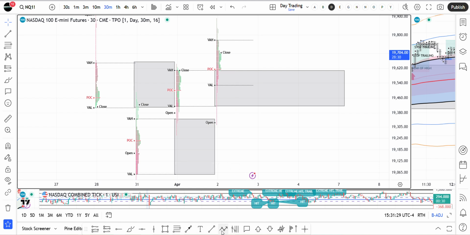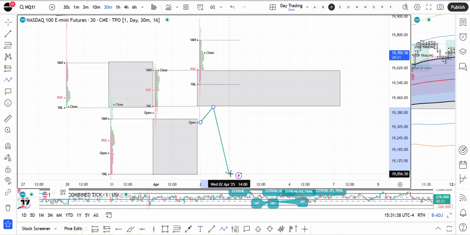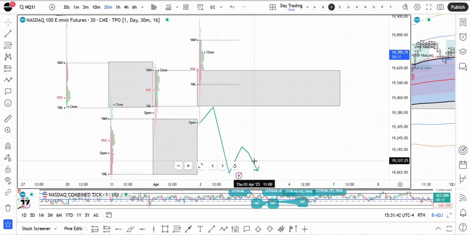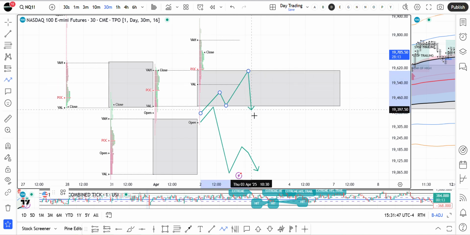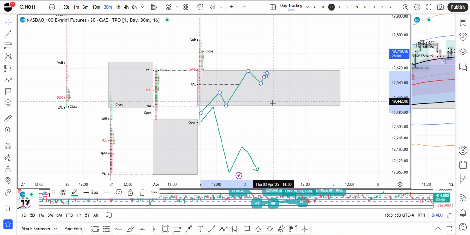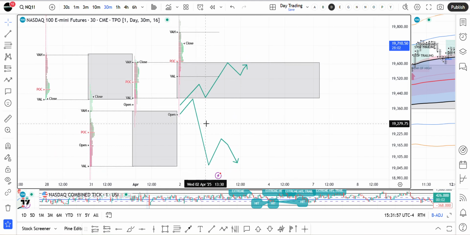So my ideas were, where did we open? Oh, it gives me open over here. Open, bounce here, and then move to this low, something like that. Or open, push into it, and across, and then we'll see from there. So it kind of did the second one.